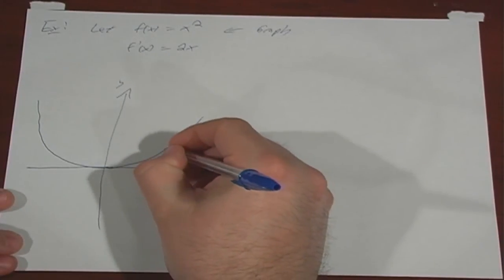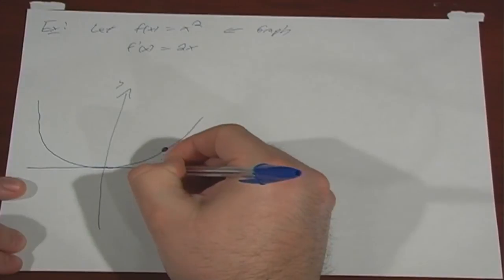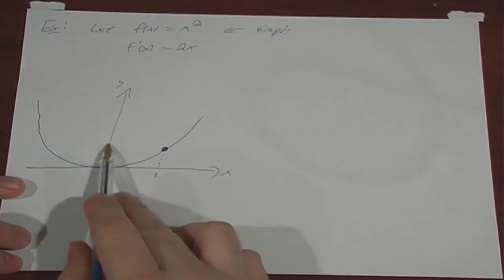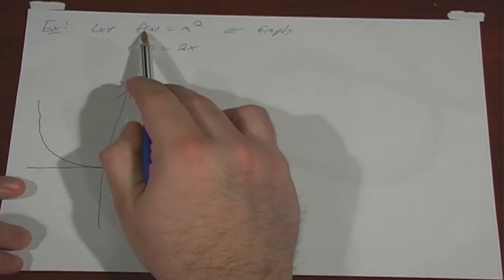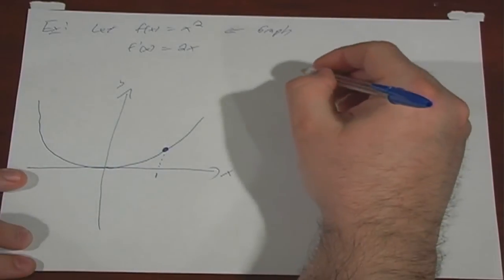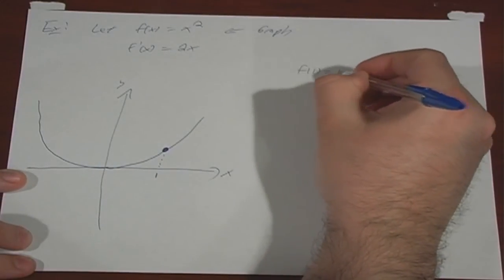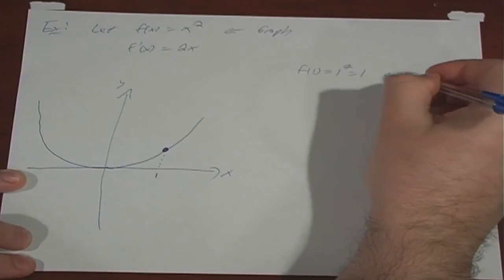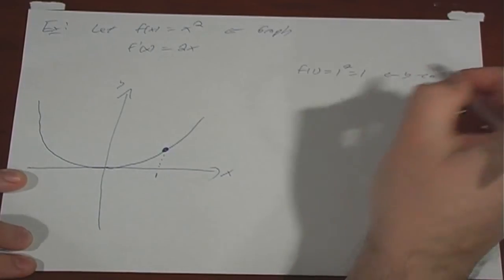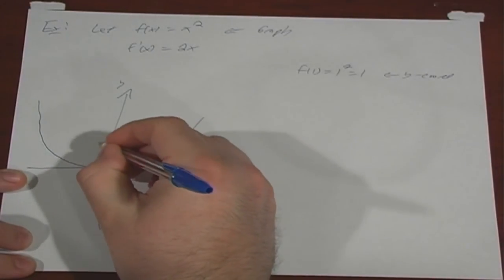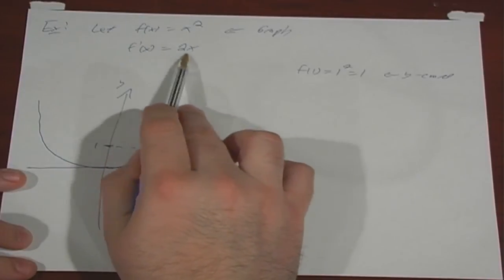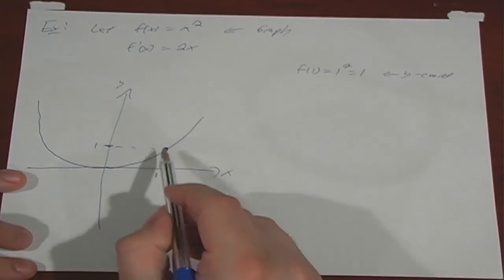So let me just pick a random point on this graph, and let's say the x-coordinate of this point is 1. Well, if I want the y-coordinate of this point, what do I do? Plug in the 1 to the function. So f of 1 is 1 squared, which is 1. This is the y-coordinate of that point there, okay? But what does this function tell me? This is another function. It tells me the slope of the tangent line at this point.